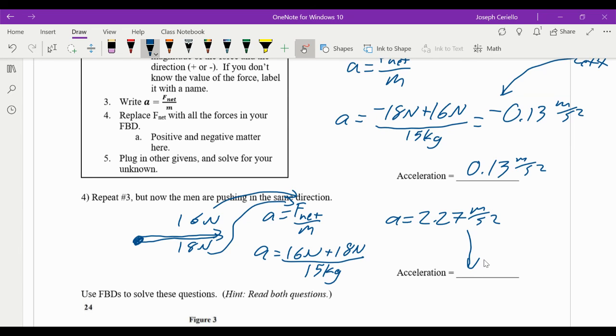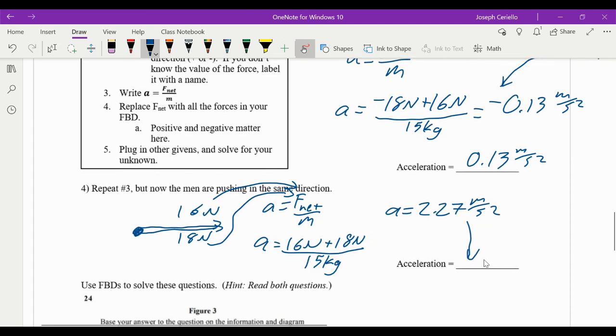Now, the reason it asks for magnitude is because, let's say you decided to make left the direction they were both pushing. You're allowed to do that. It didn't really say, just said put them in the same direction. So you could have done it either way and gotten 2.27.